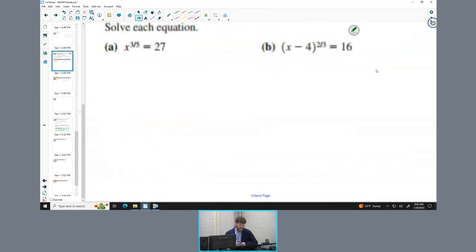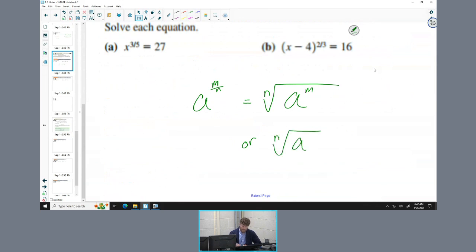Now, here's something that you need to know. So if I have a to the m over n power, right? That's the same thing as the nth root of a to the m power. Or maybe they want to write it like this, the nth root of a, and then this whole thing to the mth power. You can write it either way. Now, why do you need to know that? Well, it helps you to understand how to solve these weird ones. Or not weird, they look a little different.